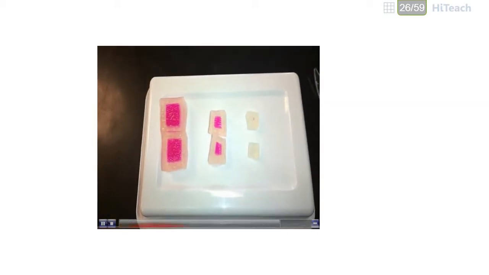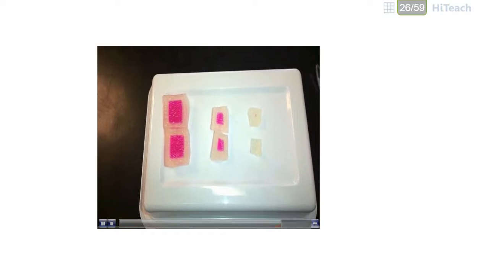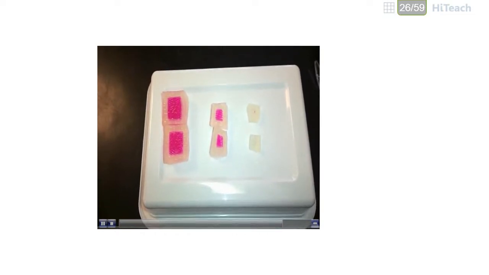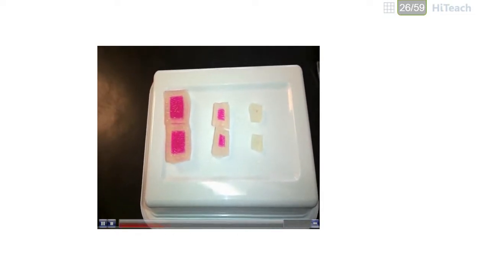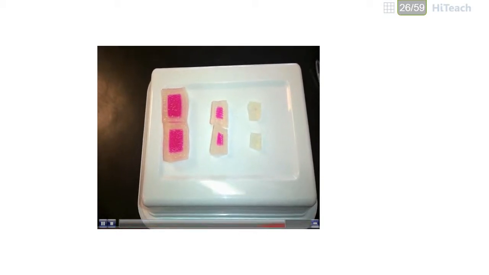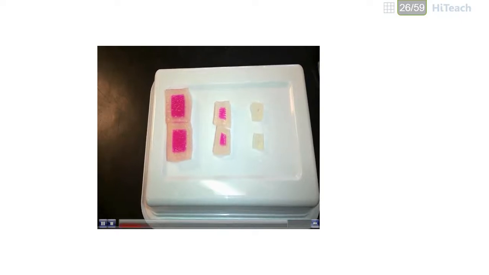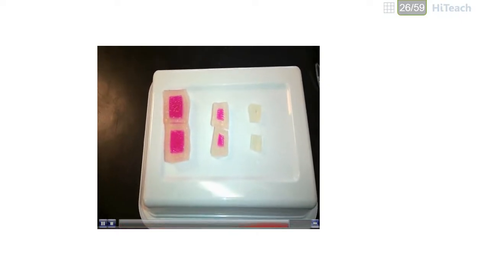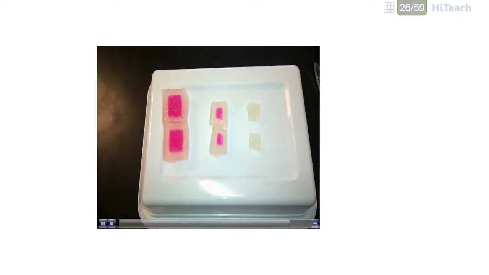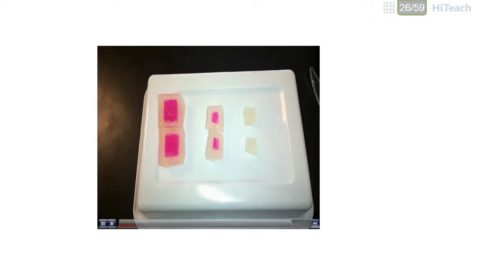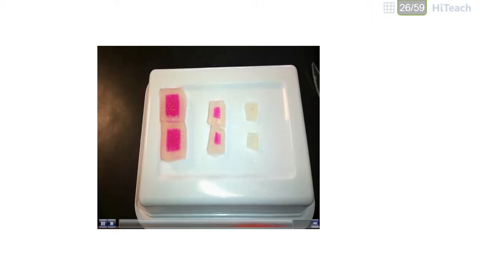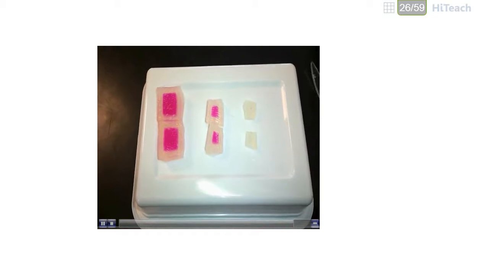So here are those cubes cut in half, and you can see the larger cube still has a vast majority of it as being unstained, unaltered by the acid. The medium cube, diffusion went about halfway through, and in the smaller cube, there's just a tiny little speck of the original color of the basic agar.